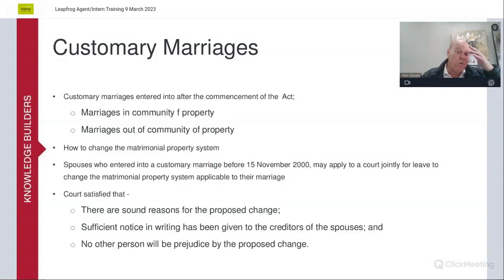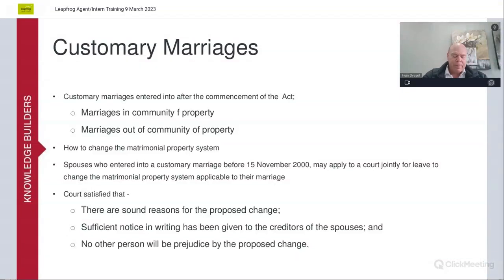So they have to approach the courts and apply to court to have it changed from in community of property to out of community of property, and the court will have a look. They'll have a look to see whether there are sound reasons in order to grant them this right to change the matrimonial system. Maybe the husband or the wife are big businessmen or businesswomen that need to operate on their own. She cannot obtain the consent of a spouse every day when she buys hotels and so on.